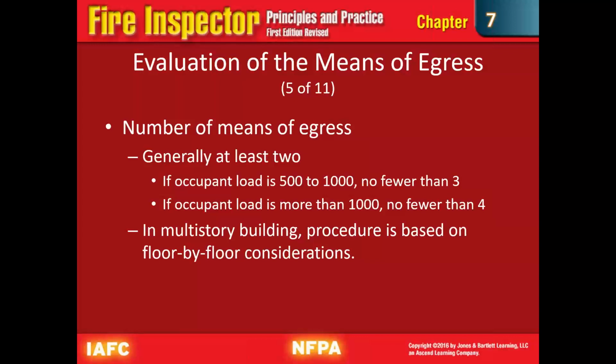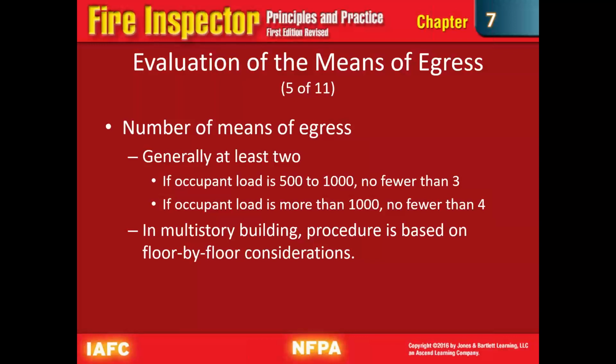In a multi-story building, the procedure is based on the floor-by-floor considerations. All right, so there's a lot of different factors that play in. There's a chart on page 127 in your book at the very top left hand corner that has this chart for the maximum occupancy load. You have to have at least 2 for anything up to 500, and you have to have at least 1 means of egress for more than 49 people.